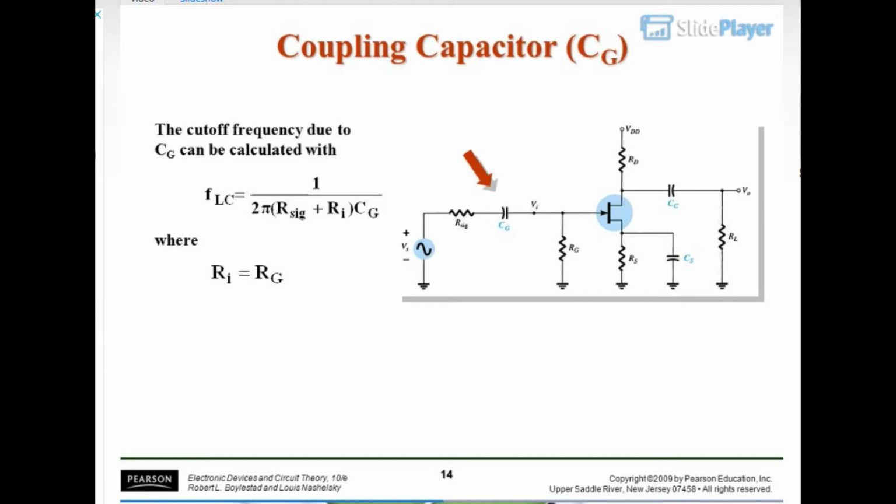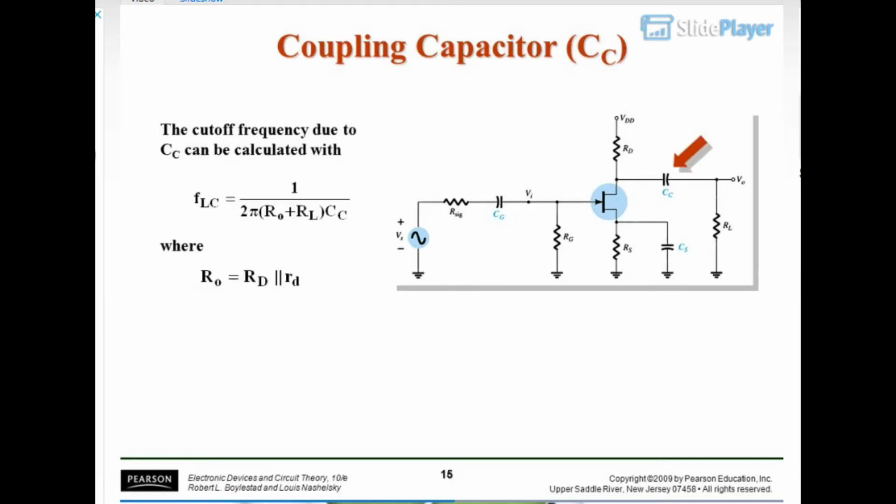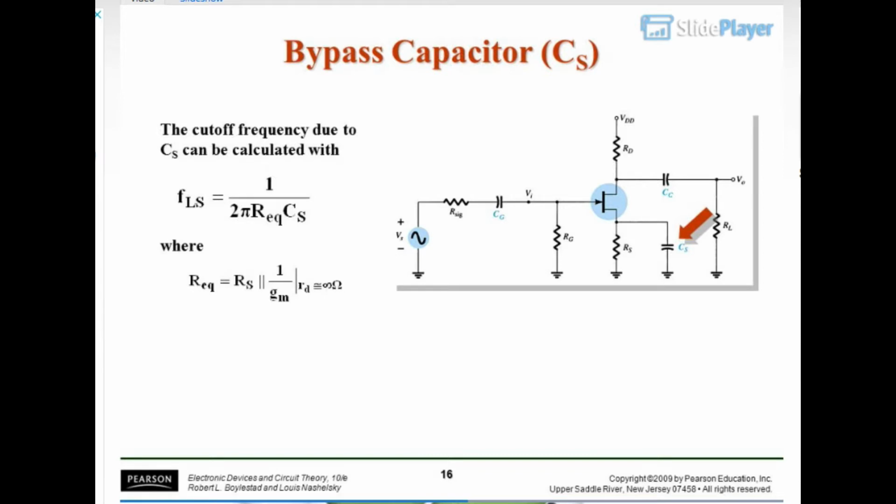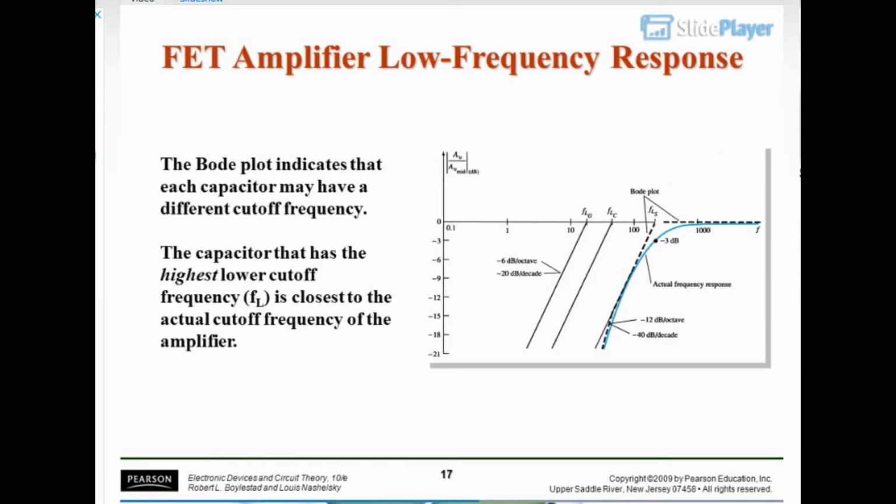13. Coupling capacitor, CG. The cutoff frequency due to CG can be calculated with the formula, where. 14. Coupling capacitor, CC. The cutoff frequency due to CC can be calculated with the formula, where. 15. Bypass capacitor, CS. The cutoff frequency due to CS can be calculated with the formula, where. 16. FET amplifier low frequency response.